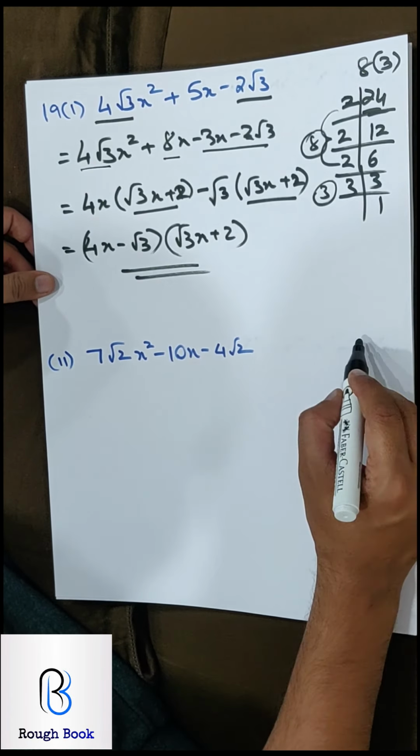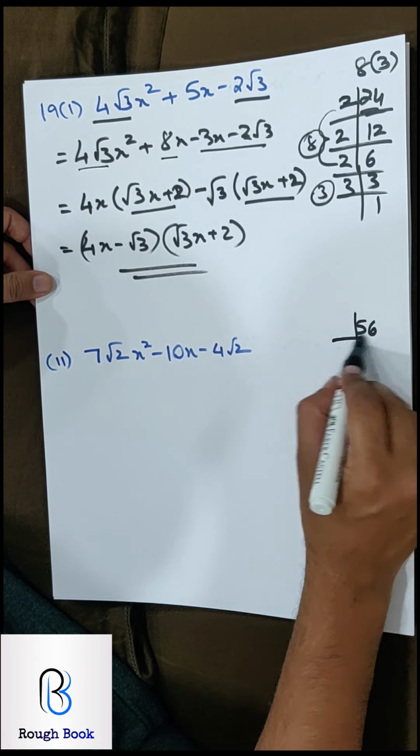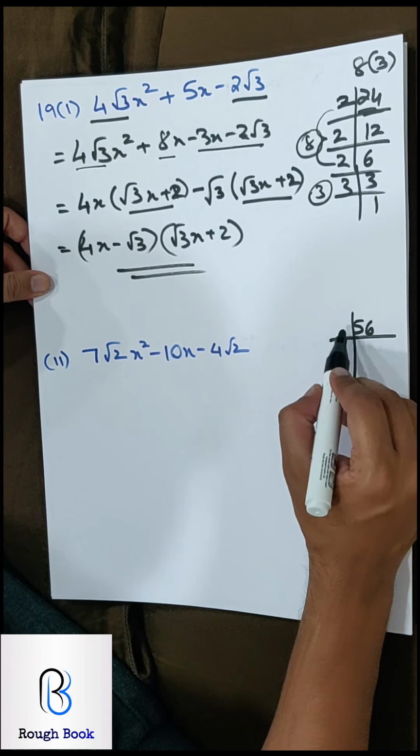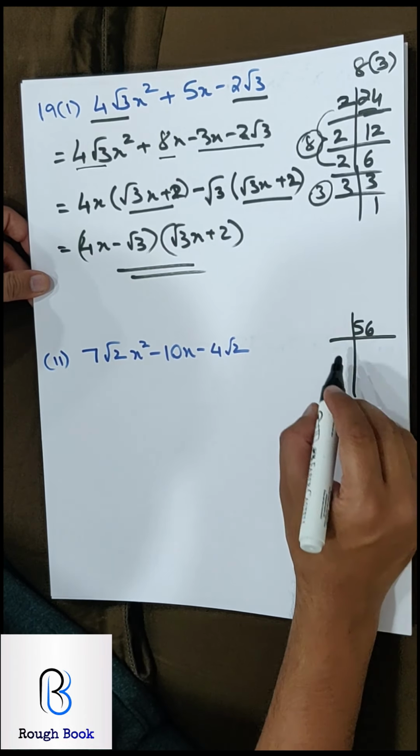So 7 4s are 28. 28 into 2, that will be 56. So let's take the factors. Root 2 becomes 2. So 2 into 28, 56. By now you already know 56 and I need 10. So think what can be the factors.